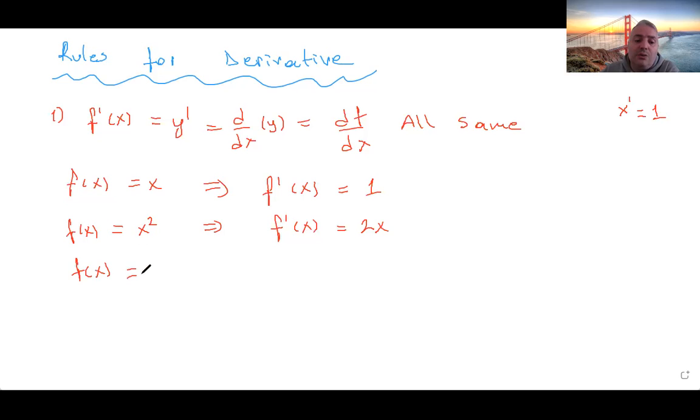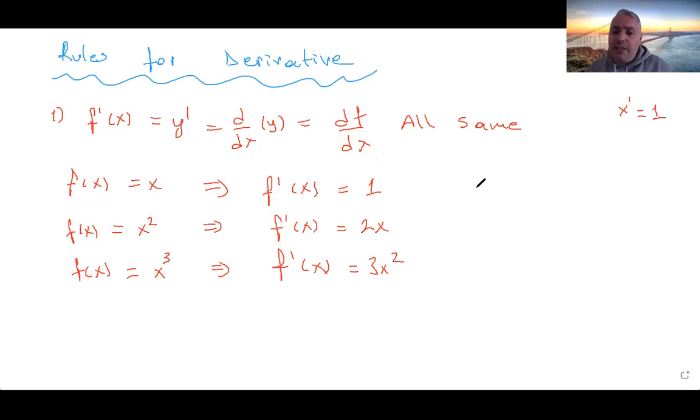f of x is equal to x cubed. Its derivative, f prime of x, is equal to 3x squared. But now, if you realize that there is one rule, when you have x to the power of 3, 3 comes in front and we decrease the power of x by 1, 3 minus 1. When the power is 2, 2 comes in front and we decrease 2 minus 1, 1. When the power is 1, 1 comes in front and we are left with x to the power of 1 minus 1, which is x to the power of 0, and you know that it is 1.